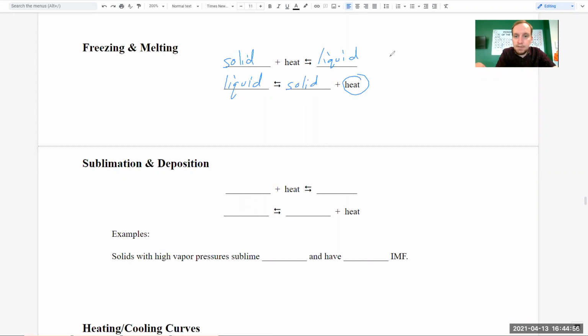Again, this would be endothermic. This would be exothermic, right? It's basically the same thing. Just notice the heat is on the opposite side of the arrows. Again, this means equilibrium, as you guys know already.